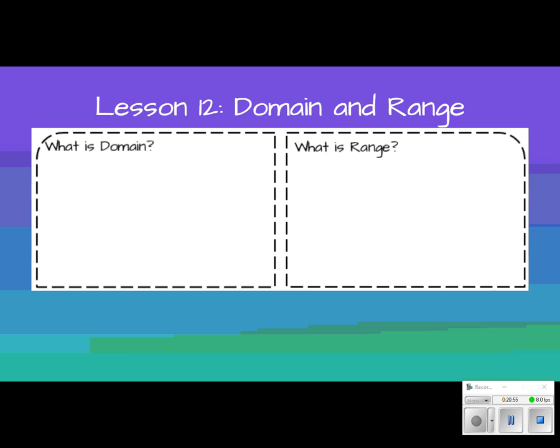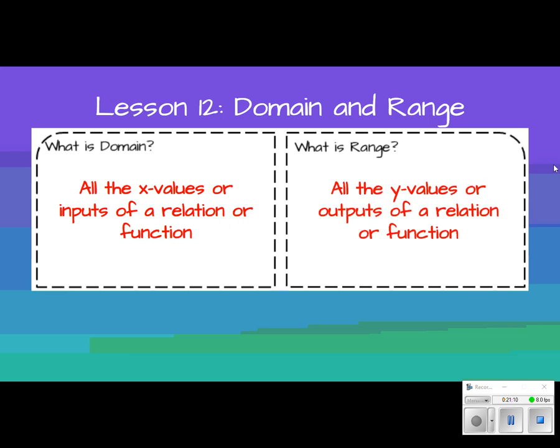All right, so domain are all the x values or the inputs of a function or relation. So if you wrote down domain as x values or inputs, excellent. The range are all the y values or outputs of a relation or function. So all of those things are important vocabulary words that you need to know, domain and range. And we're going to be identifying those today.